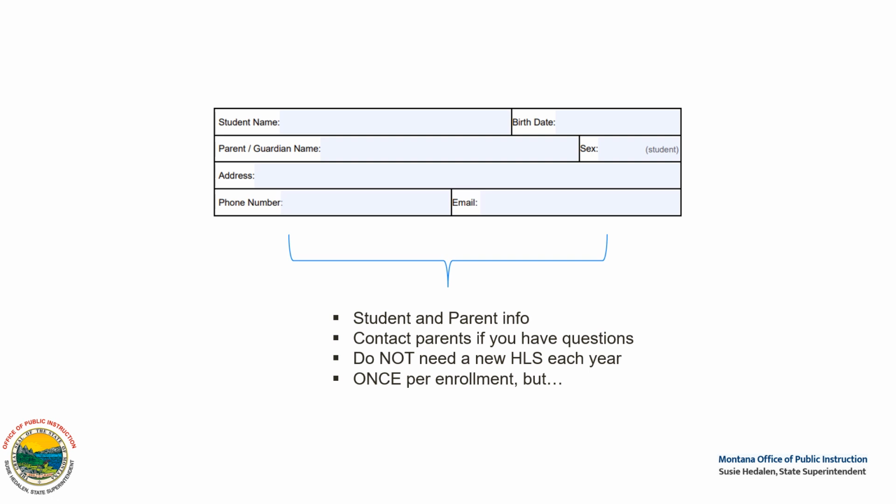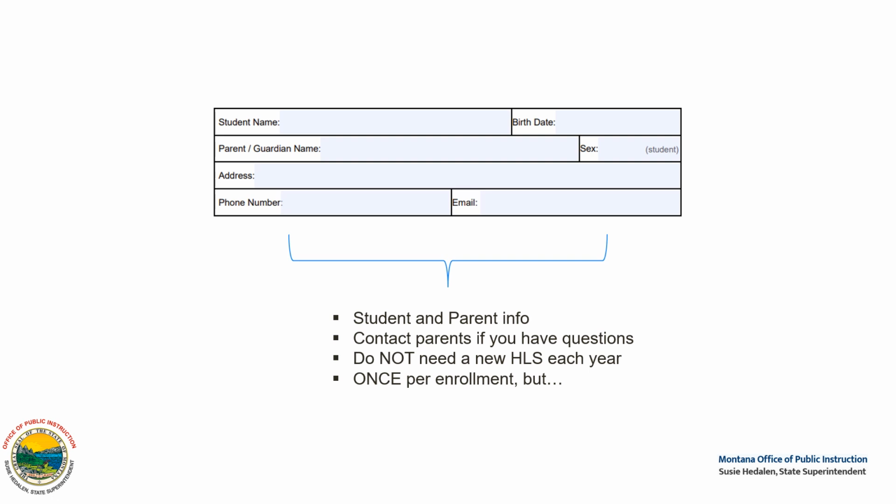You do not need to have parents fill out a new home language survey each year. The goal for our state is that each student only fills out a home language survey once per enrollment. So when they enroll in a Montana school for the first time, they fill out a home language survey. What we don't want are several different versions of the home language survey in their cumulative folder, and students being screened over and over and over. The home language survey should be given once.